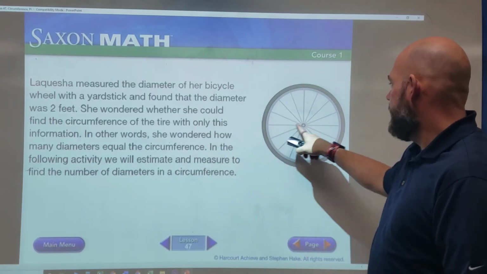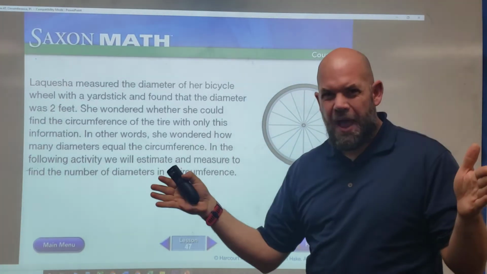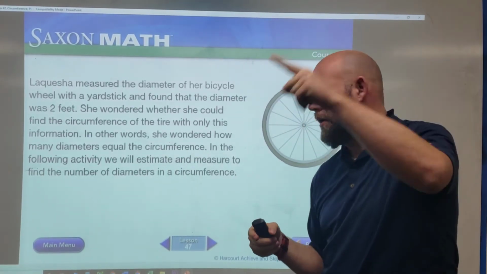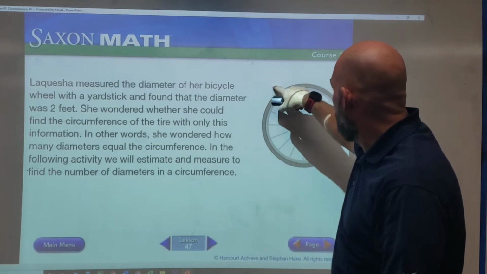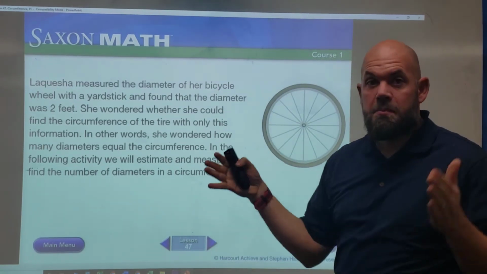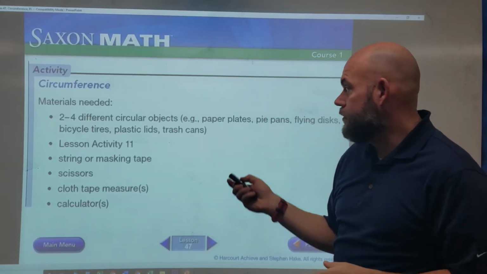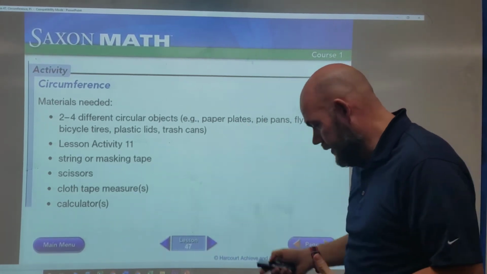So she's looking at this and she's saying, if I know how far it is across, can I figure out how far it is around the whole thing? Because obviously going up and around and all the way over, it's going to be more than the whole thing. Well, the good news is we can figure this out. So we can actually take some circular things.